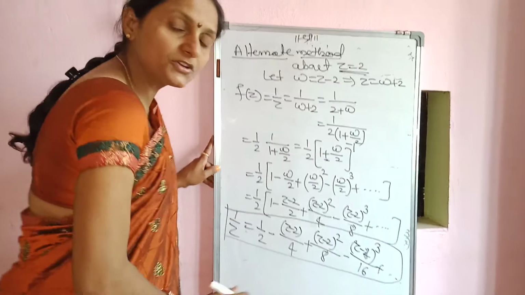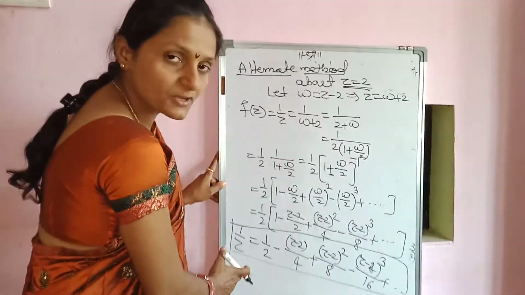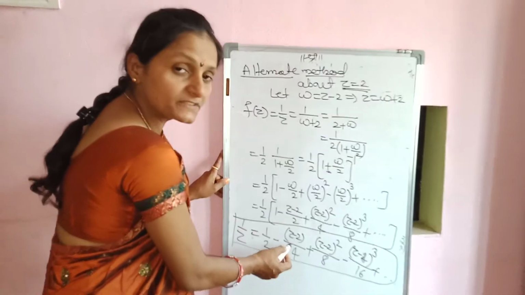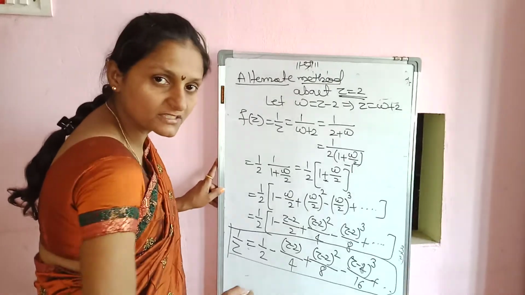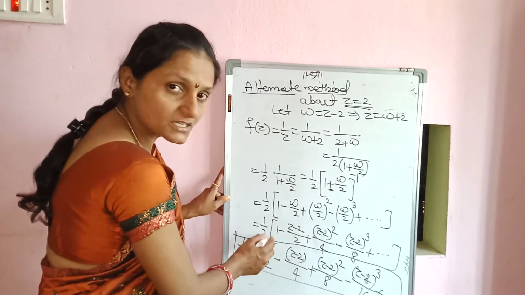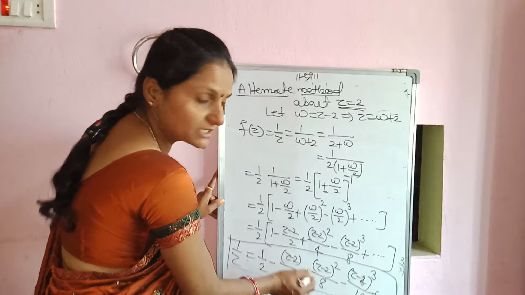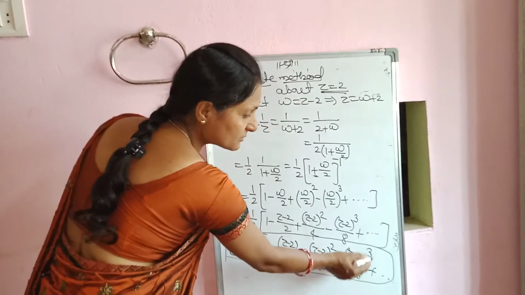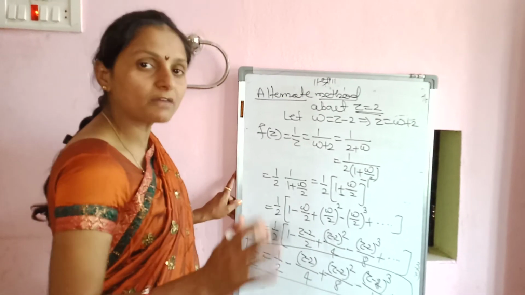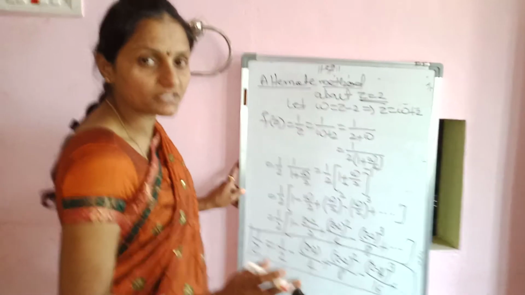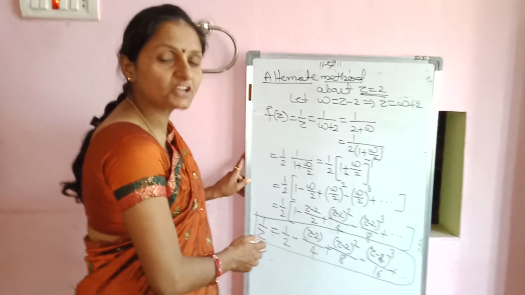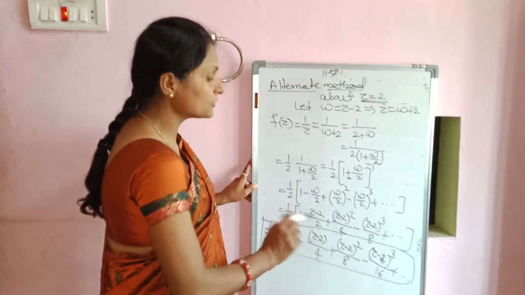Observe that within the Taylor series expansion, you note the powers of z minus 2. The powers of z minus 2 are all positive powers. Look at the power here. Z minus 2 power 0, z minus 2 power 1, z minus 2 whole square, z minus 2 whole cube. That means within the Taylor series expansion, all powers you will be getting as the positive powers. Okay. So this is your required Taylor series expansion about the point z equal to 2.